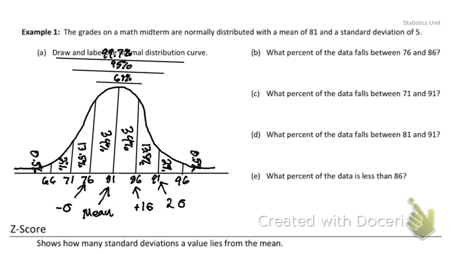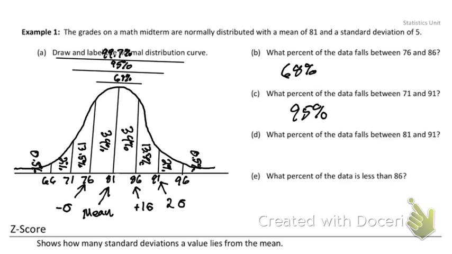All right, so let's look at those questions now. All right, A said draw it. B says what percent of data falls between 76 and 86? So if we look at 76 and 86, we're looking at all of this data here. Well, that's 34 plus 34. In other words, it's that 68%. 68% of our data falls between one standard deviation on either side. Well, that is one line, another line, so that's 68%. Then it says what percent of data falls between 71 and 91? Well, 71 and 91 are 2 standard deviations away from the mean in 2 directions. That's going to be our 95%.